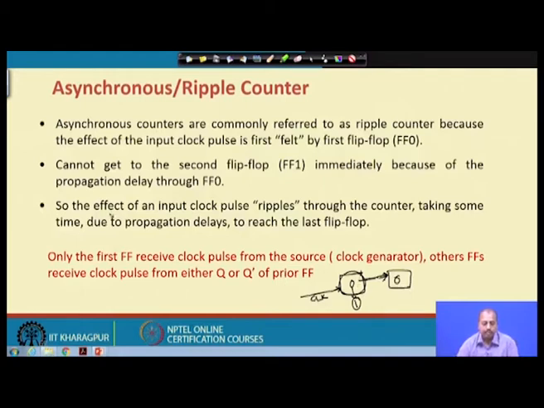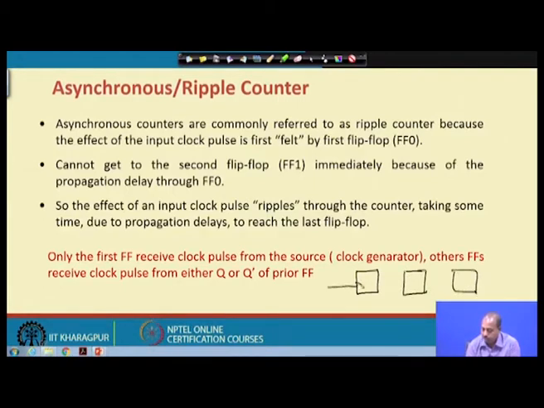As a result, the effect of the input clock pulse ripples through the counter, and we will see how it operates. In the structure that we have to follow, only the first flip flop receives the clock pulse from the source; other flip flops receive clock pulses from either Q or Q bar of the previous flip flop. So, if I have, say, 3 such flip flops forming the counter, then one possible structure may be like this.